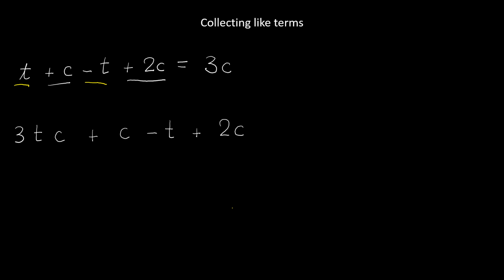The very first thing to notice is that in my first term, 3TC, I've got 2 letters. And what we have to remember is that there's invisible times signs. So this 3TC is the same as 3 times T times C.